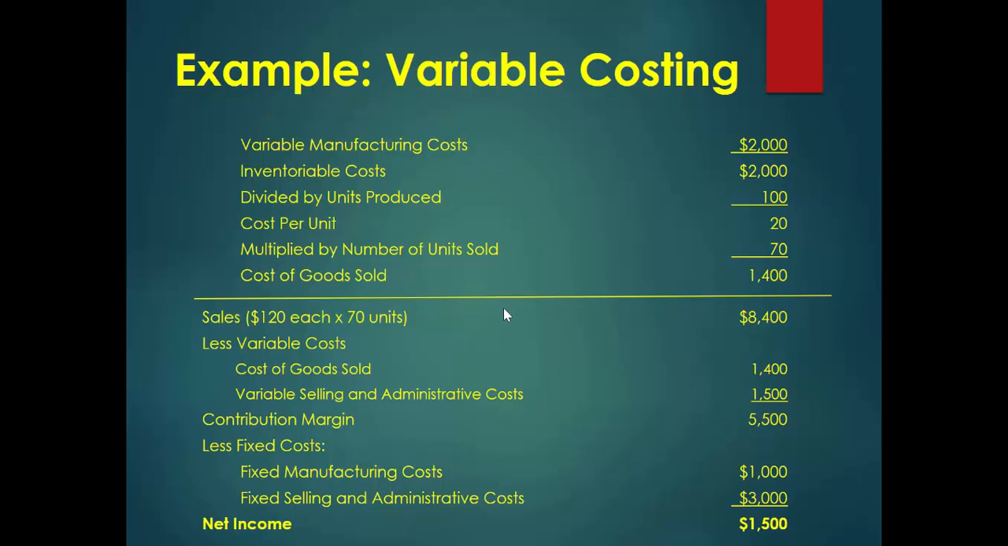So sales minus your cost of goods sold based on the number of units sold, then our full variable selling and administrative costs. When we subtract these two out, we have a contribution margin of $5,500. Then to finish out this income statement, we subtract out our fixed costs from both of our categories. So we have fixed manufacturing cost and fixed selling and administrative costs of $1,000 and $3,000 respectively. We have net income of $1,500.